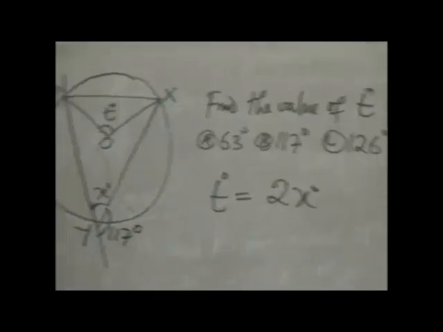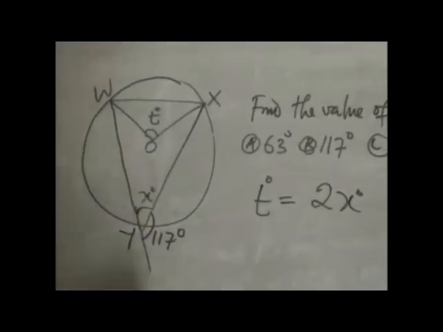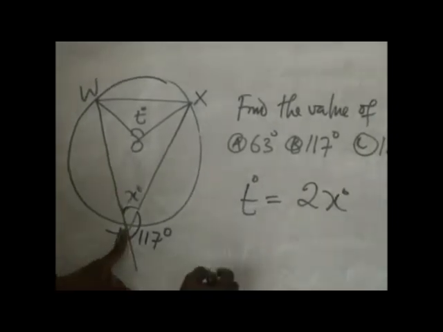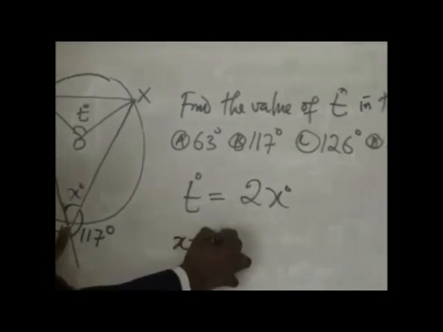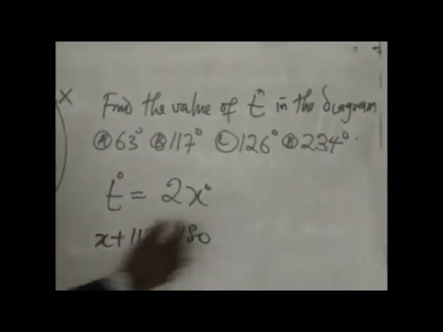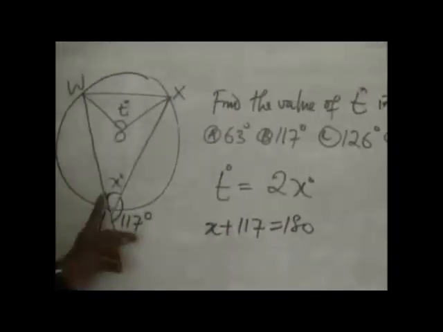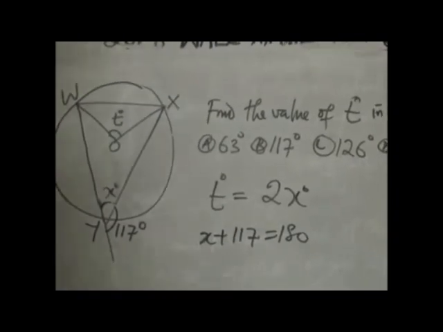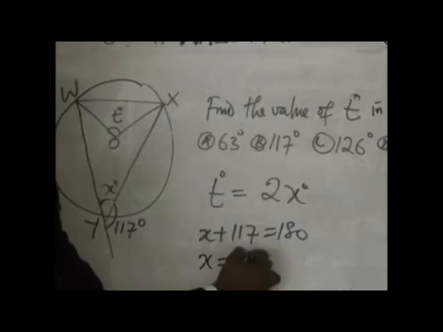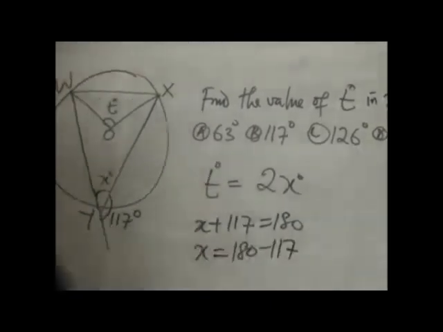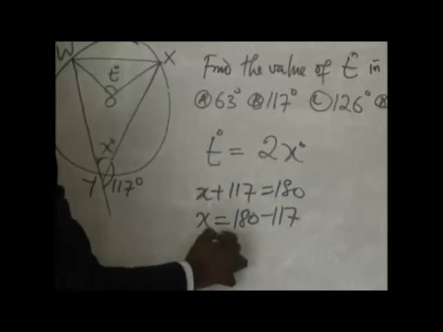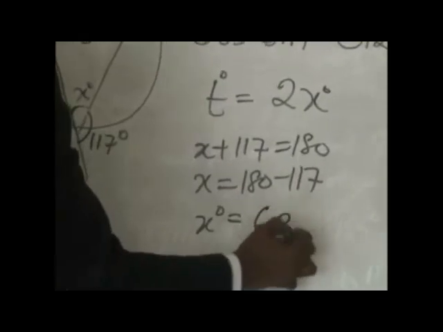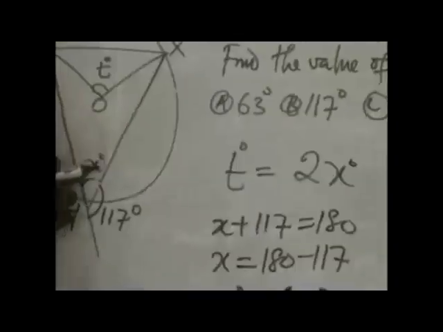Now if you see, there's a law that tells us that the sum of angles on a straight line is equal to 180. So this is a straight line at point Y. So we are going to do x plus 117 equal to 180. That means x degrees plus 117 degrees will give you 180. So x equals 180 minus 117. You have to cross it over, it becomes minus. So the value of x becomes 180 minus 117, which gives you 63 degrees. That means the value of x is 63 degrees.